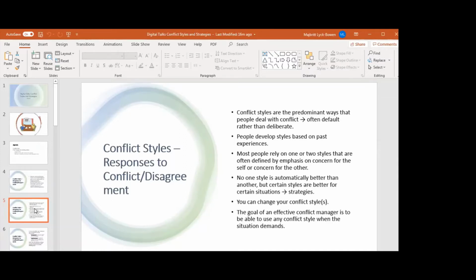And the idea really is that if you are a good conflict manager, if you are good at dealing with conflict, that means that you can use these different conflict styles to particular situations. So you learn to be really aware of what is the strategy, what is the style that you're using, and if you're using a particular style and a particular strategy, how does that then affect the outcome of that situation?